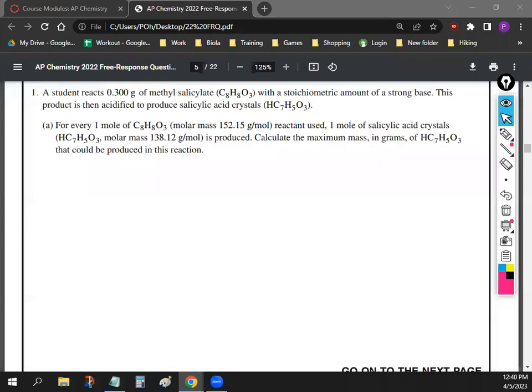Okay, so this is the first problem from the 2022 FRQ. So you guys will get to see basically what the FRQs look like. This first problem is very all-encompassing. It's like a bunch of different topics put together. So let's start with part A.